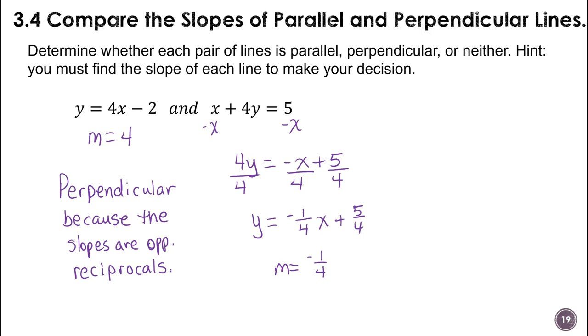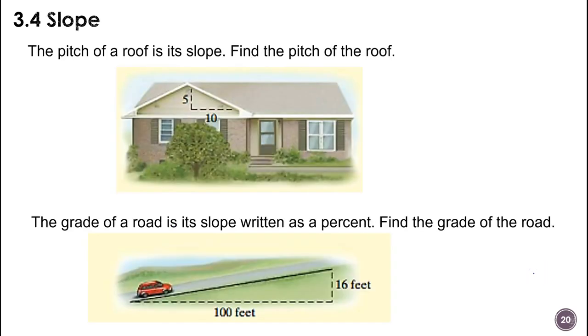All right, and I think we have one last one. This one's pretty quick. So for finding the pitch of the roof, we are going to write this as rise over run. So you can see my rise is 5, and my run is 10. And so it has a pitch of 1 half, or 1 to 2.